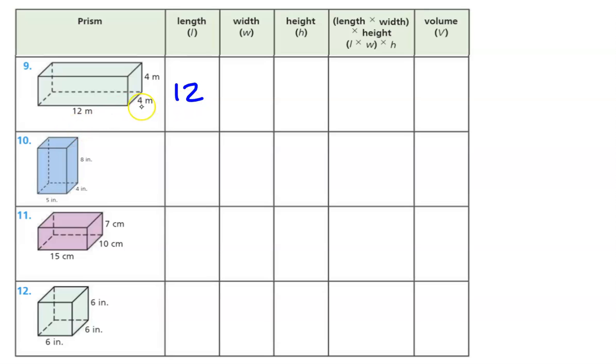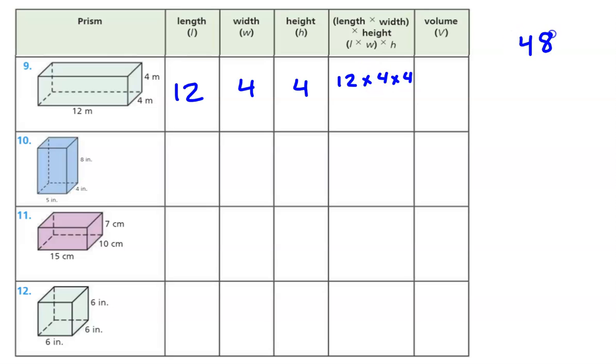Then it wants your width, which is this number right here, which is a 4. We've then got our height, which is another 4. Okay? So again, it doesn't really matter the order in which you multiply, so you can bounce around and do whatever you want. I know that 12 times 4 is 48, so I'm going to go ahead and do 48.